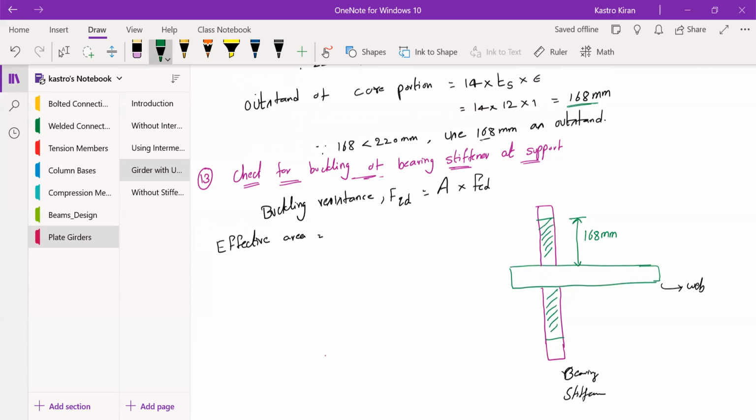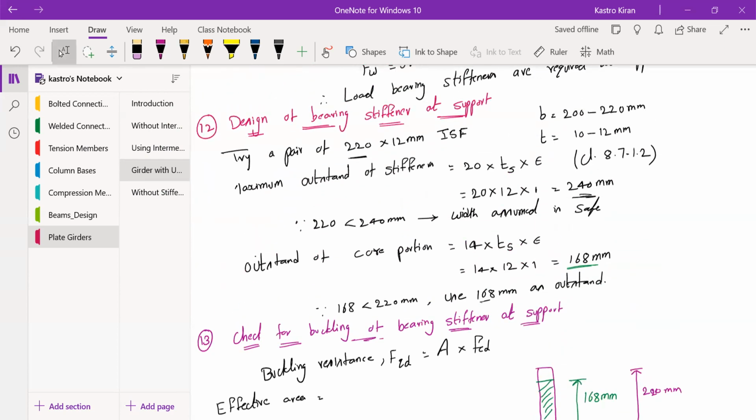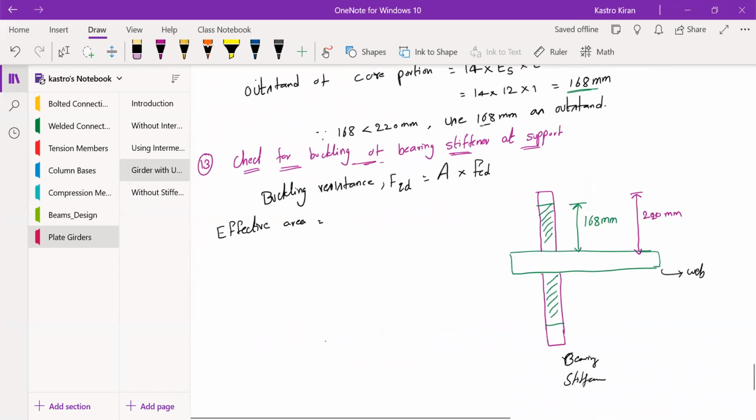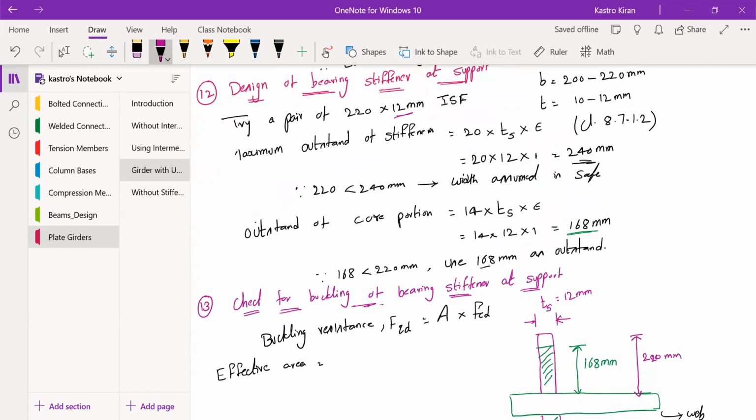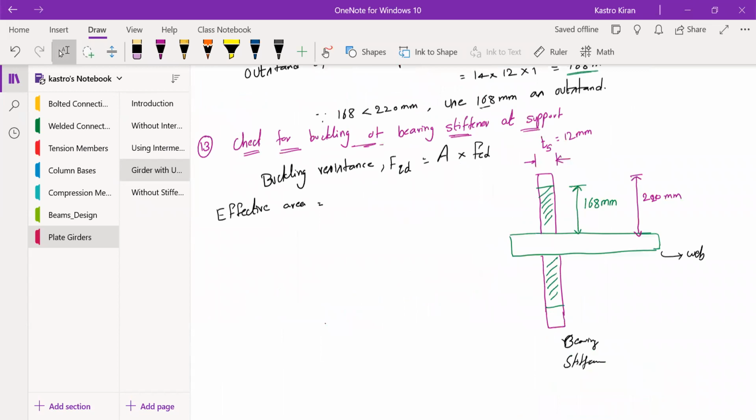Now, what is the total height of this section? This portion. The total height of this portion is 220 mm. Why is it 220 mm? Because we found the dimensions of the bearing stiffener as 220 by 12 mm. That's how the 220 has come. This is the thickness of the stiffener, sometimes written as TS or TQ. They are both the same, given as 12 mm. This also we assumed in the last class, that is 220 by 12 mm, where 220 is the width and 12 is the thickness of the stiffener.